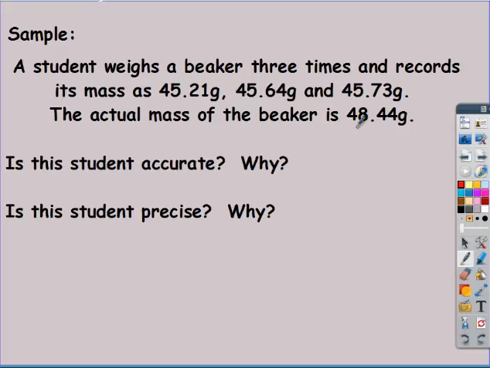So the actual mass was 48.44. None of the masses that the student got are really that close to 48. So I would say no, the student is not accurate, because there's too large of a difference between the masses that they did and the actual mass. Is the student precise? I would say yes, because they are pretty close to each other. They have a small range.